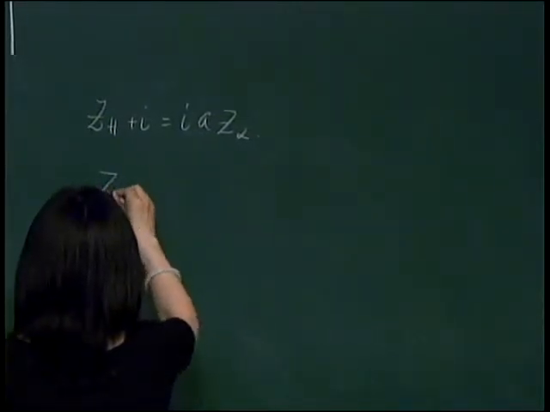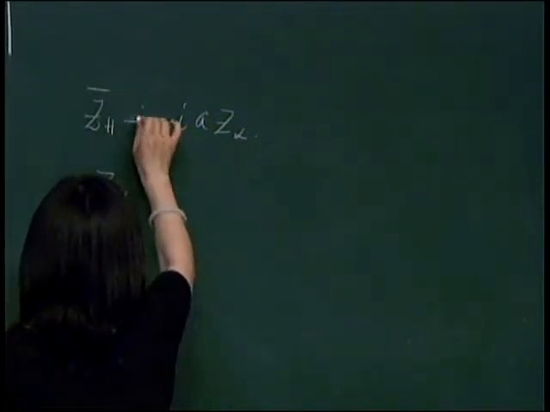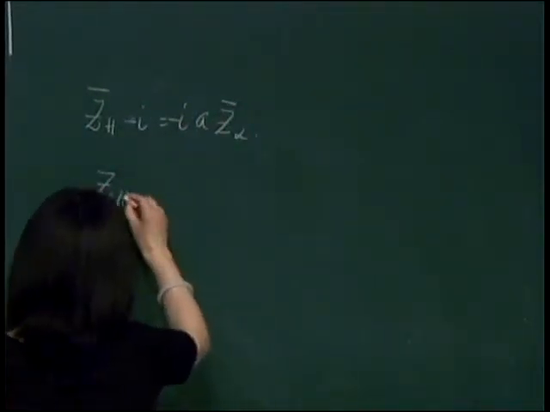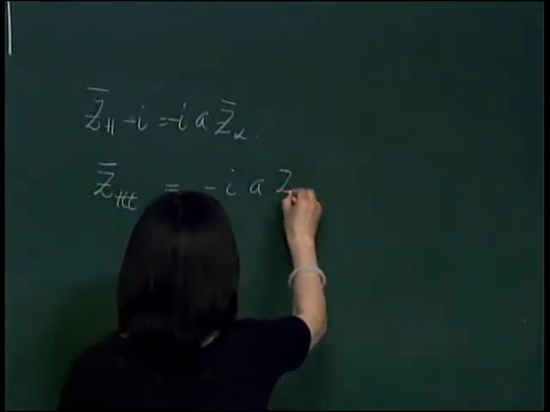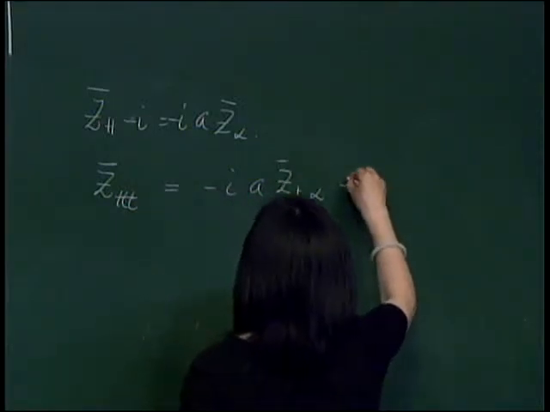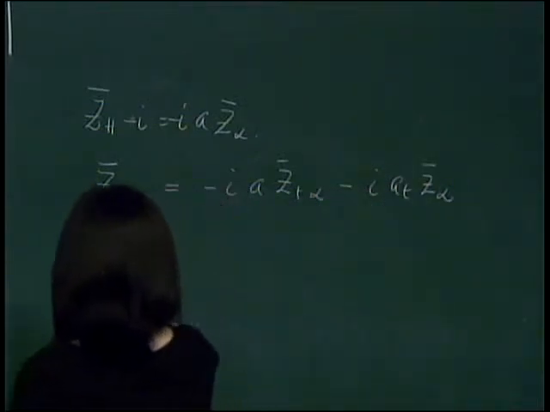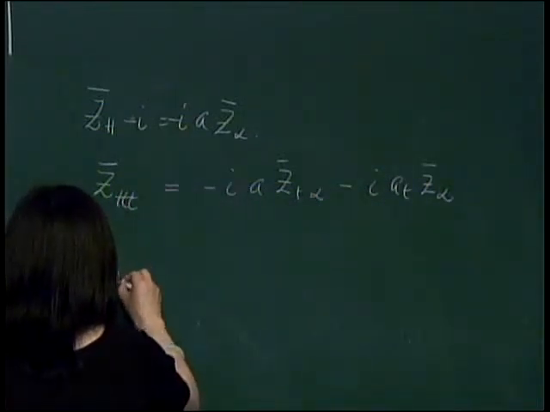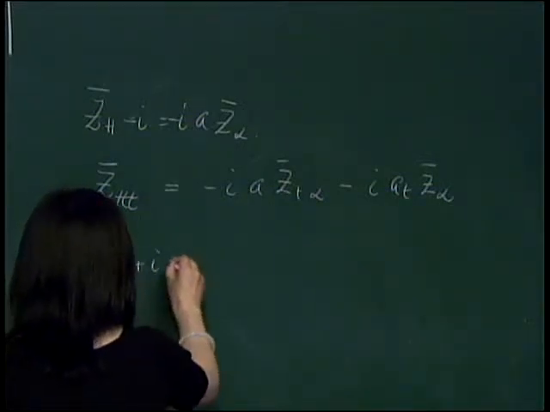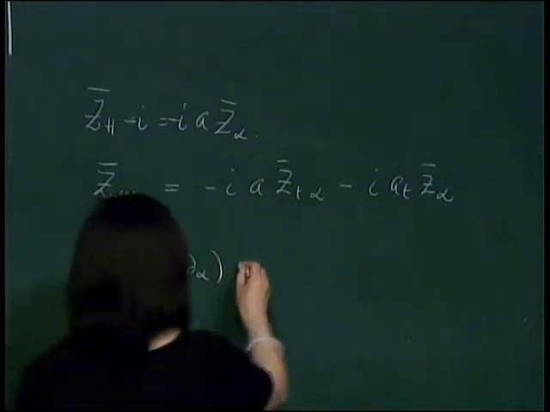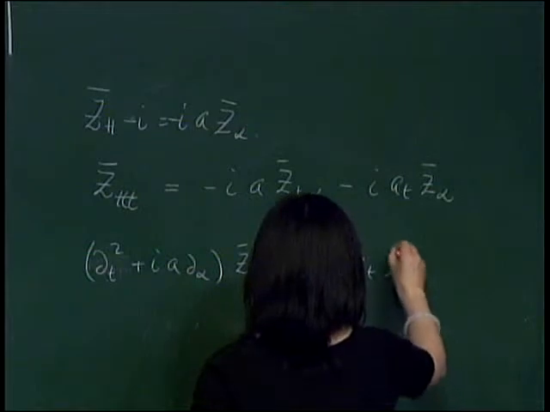So we can just take, and actually I would like to put a bar over everything, minus i, and put this. So this becomes Z_ttt, and this is equal to minus i A Z_t alpha bar minus i A_t Z_alpha bar. And it turns out these two terms, let me bring them together: (d_t squared plus i A d_alpha) of Z_t bar equals minus i A_t Z_alpha. Let me write it like this.